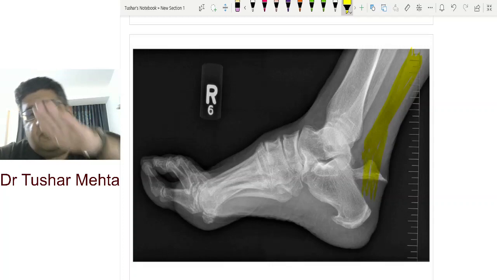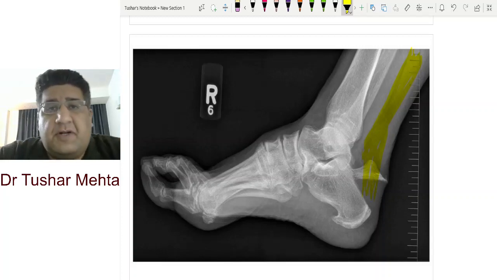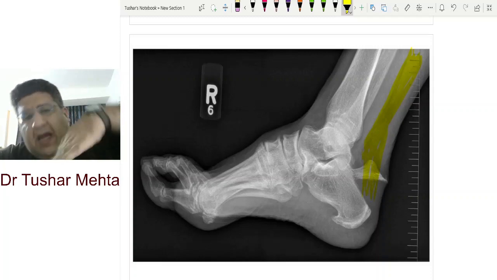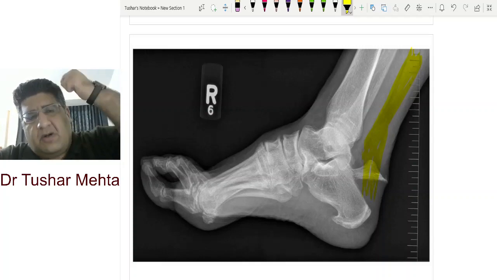It is responsible for plantar flexion. Guys, you remember dorsiflexion of the foot. Who is responsible for dorsiflexion of the foot? Tibialis anterior. Who is responsible for plantar flexion of the foot? Tendo Achilles. So sudden severe plantar flexion happened. Tendo Achilles went into strong contraction, and that got avulsed from where?